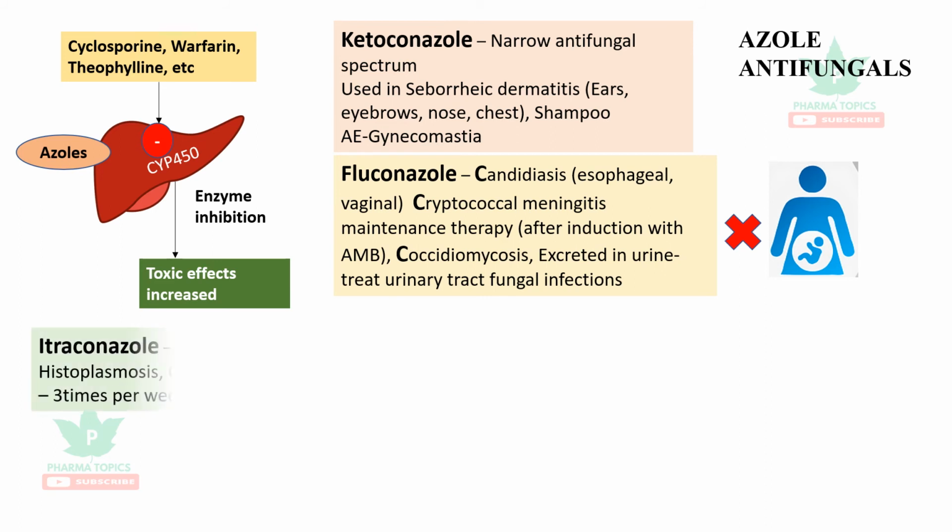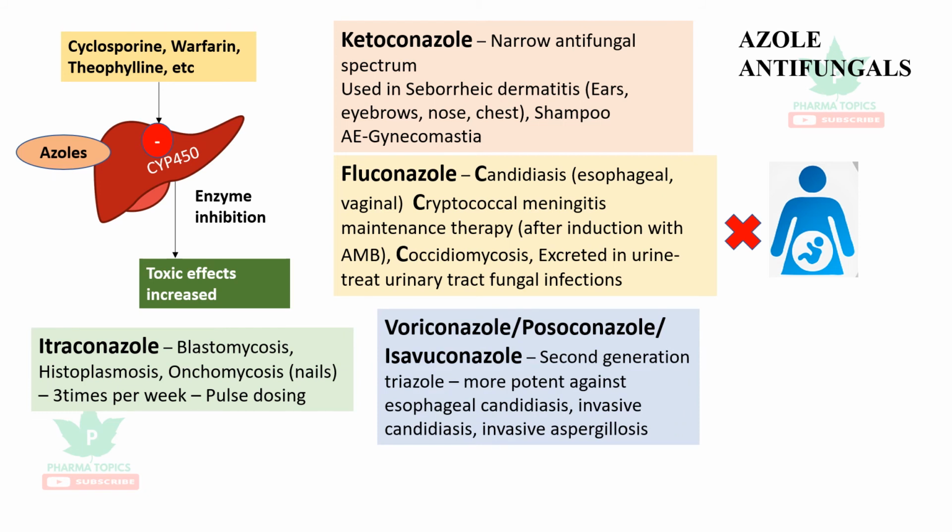It is teratogenic. And itraconazole is useful in blastomycosis, histoplasmosis, and onychomycosis, that is fungal infections of the nails. It is administered 3 times per week, that is called pulse dosing. The next drugs are voriconazole, posaconazole, and isavuconazole. These are second generation triazoles, more effective against esophageal candidiasis, invasive candidiasis, and invasive aspergillosis.